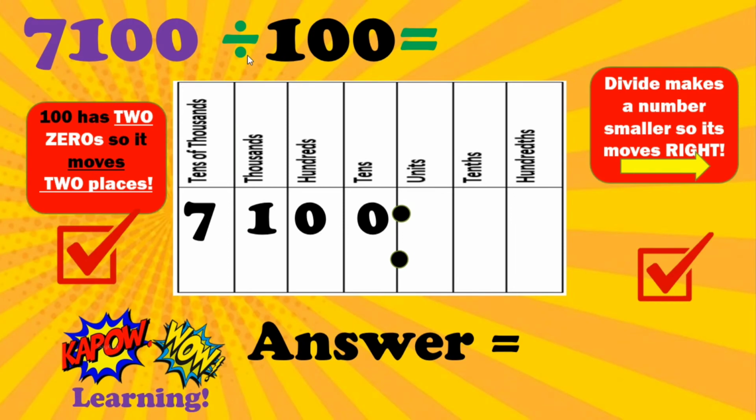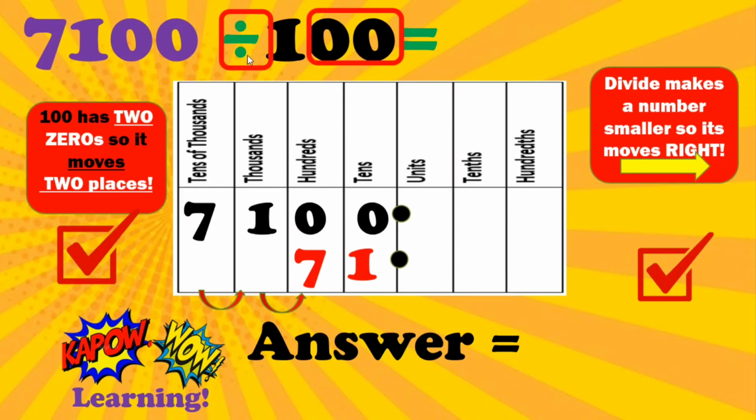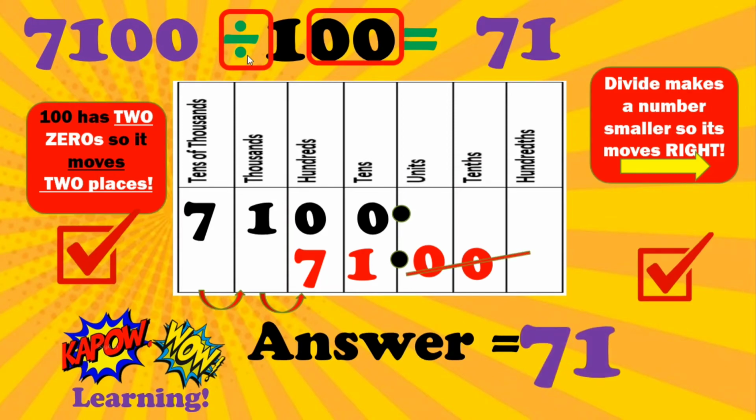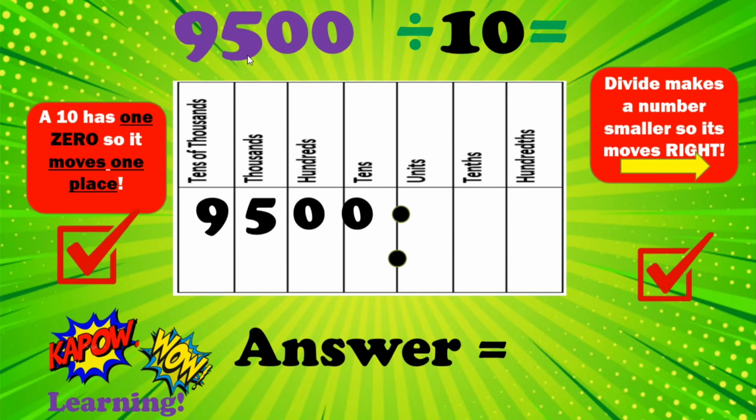7,100 divided by 100. Okay, so again, we've got the 100 here. So 100 has 2 zeros, so it moves 2 places. And remember, dividing or division makes a number smaller. So it moves to the right. So we're going to move 2 places to the right because we're dividing by 100. So we put the 7, the 1. We'll put the other zeros in, but they have no value. So we don't need to write 71.00. We can write, you've guessed it, 71. Kapow wow. And let's try and do the final question here.